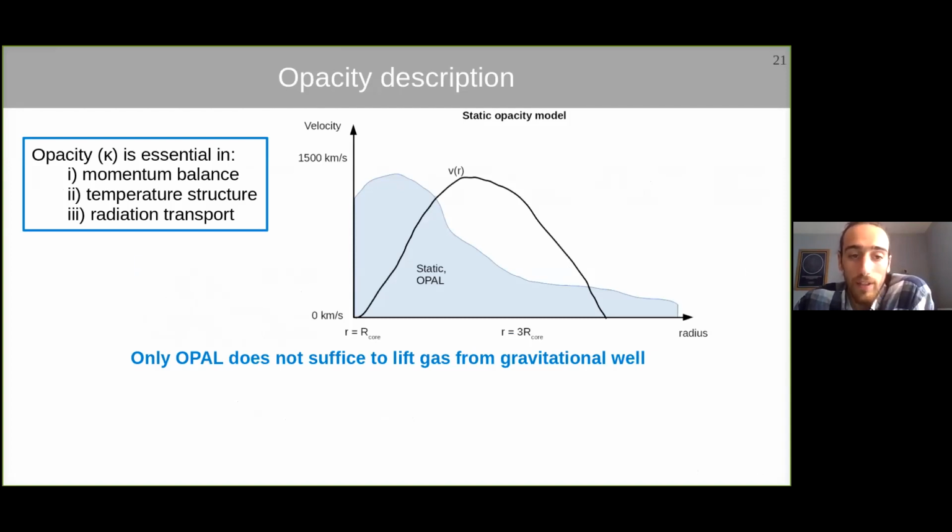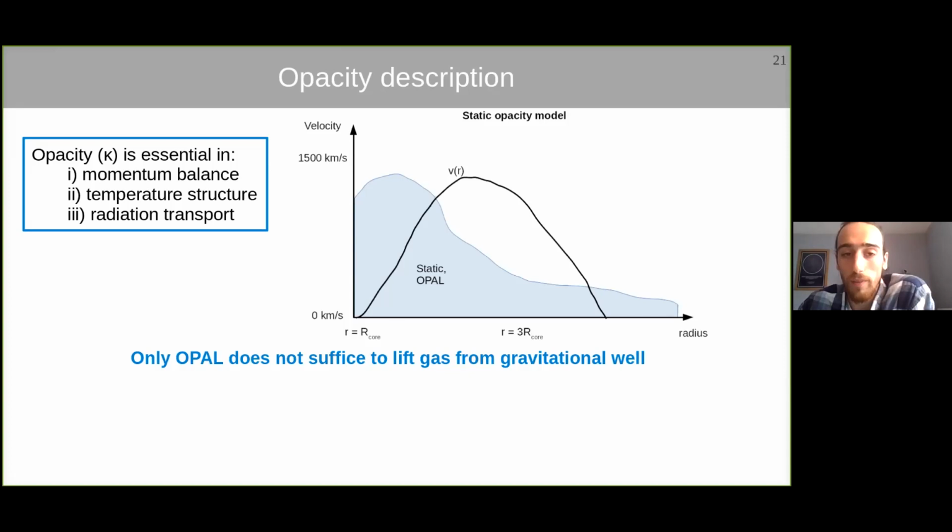A typical description of opacity that we use in astrophysics is often the OPAL opacities. These are tabulated Rosseland mean opacities that depend on your chemical composition, but also on temperature and density. And we've noticed that if we try to drive a Wolf-Rayet wind using only OPAL opacities, there's not sufficient radiative force, or not sufficient interaction between your radiation and your gas, to lift the gas out of the gravitational well.